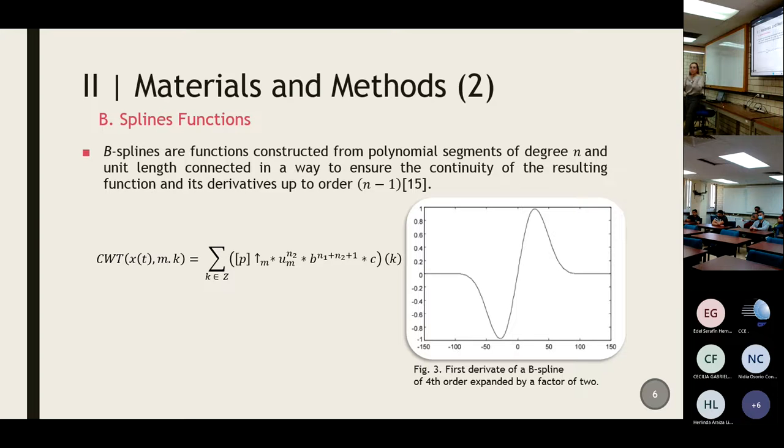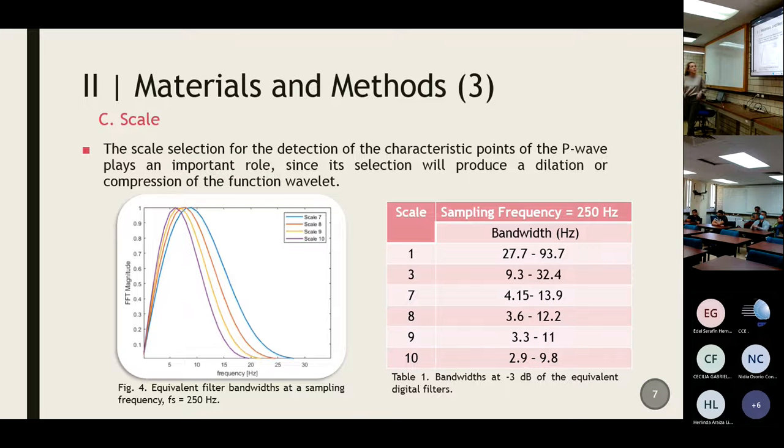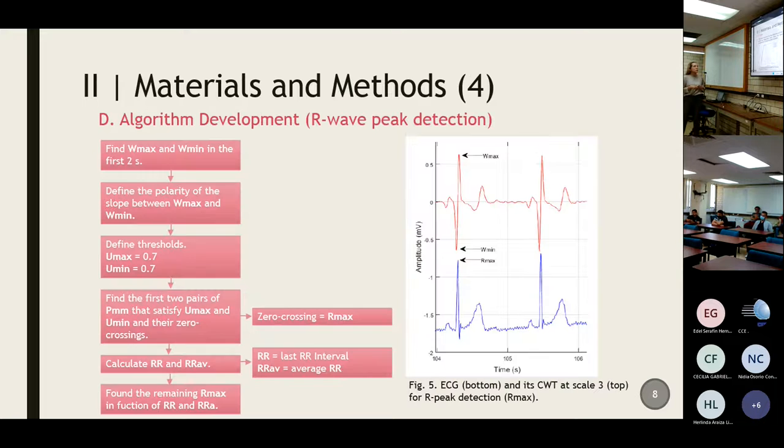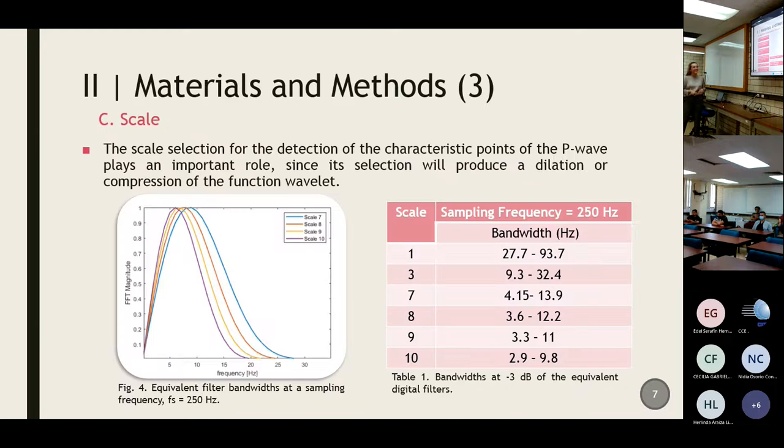This is because it's similar to a Gaussian function. The scale selection plays an important role, because its selection will produce a dilation or compression of the wavelet function.